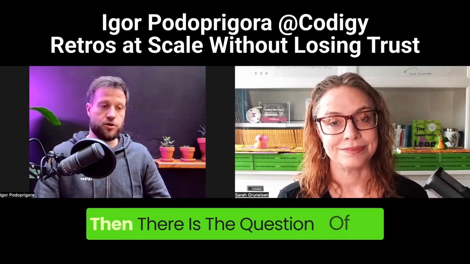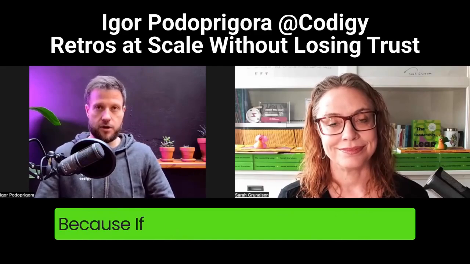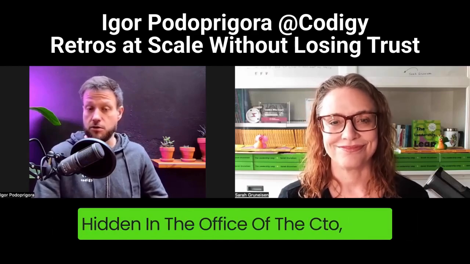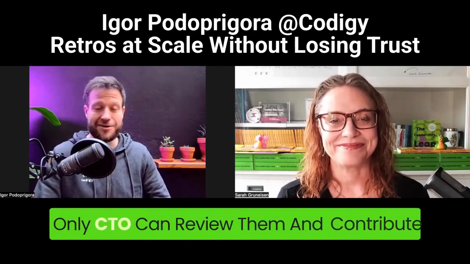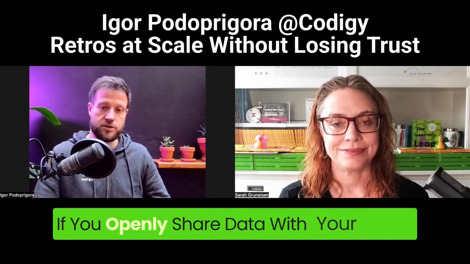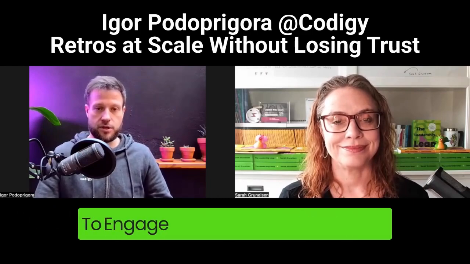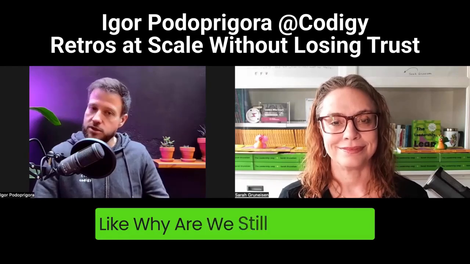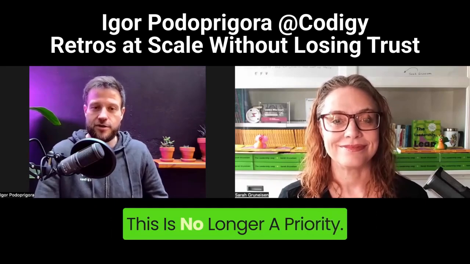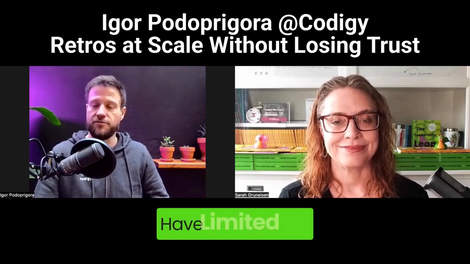Then there is the question of who has the ability to review those things, because if your processes and metrics are hidden in the office of the CTO, then only the CTO can review them and contribute to what's actually happening. If you openly share data, your team members are super smart. You're giving them the ability to engage their minds and question, like, why are we still doing that? This is no longer a priority. We should stop doing that and stop wasting our time, because a lot of metrics have limited use.